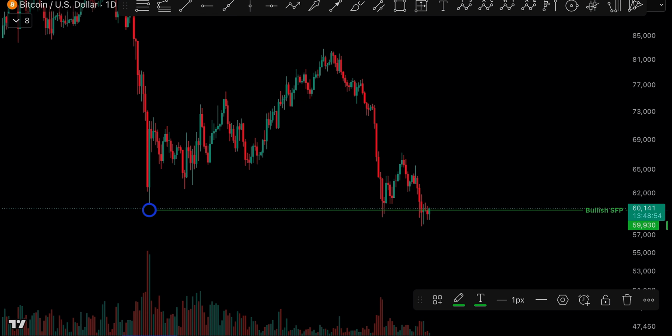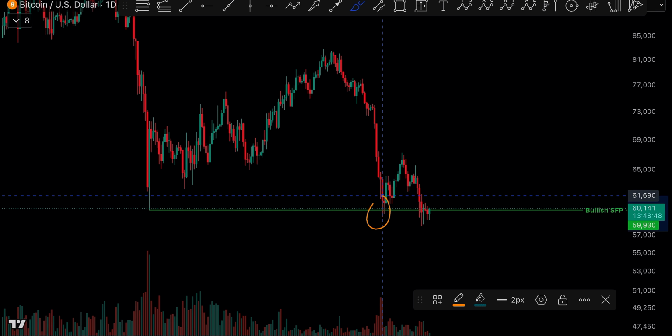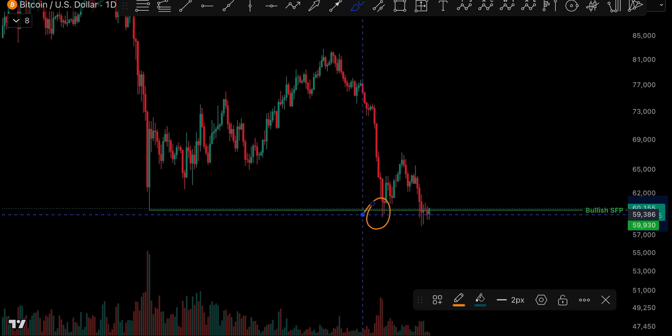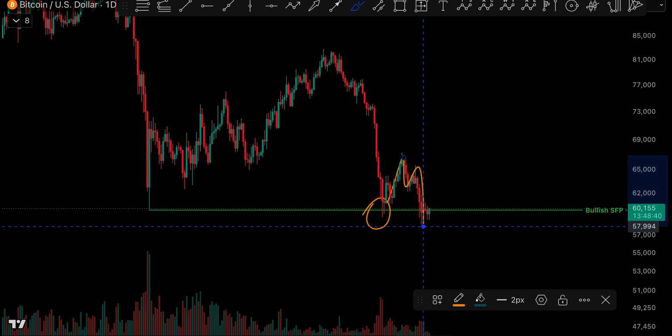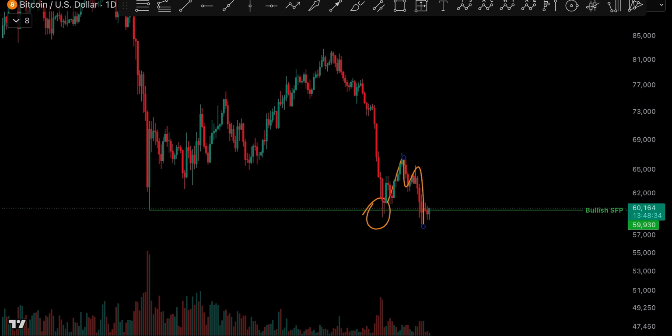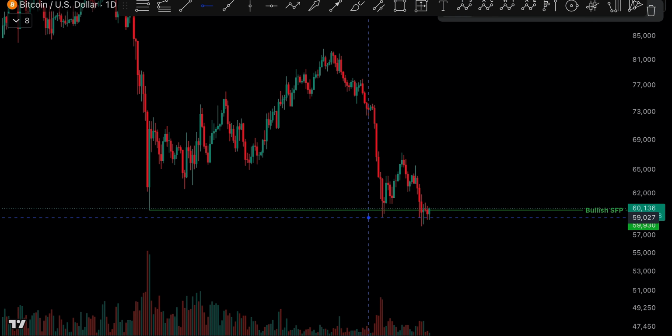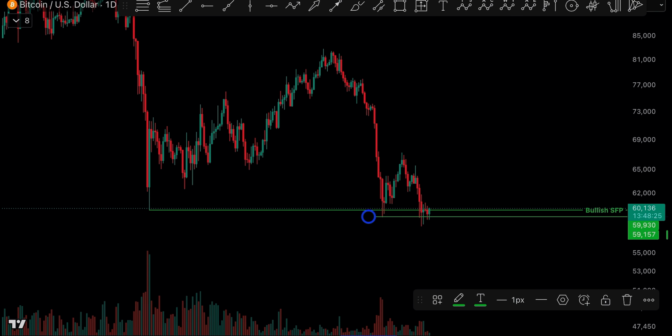So this low which we created on Feb 6th, that is 59.9k, was broken here, creating a bullish SFP. We moved slightly towards the upside, but eventually we moved towards the downside as this ABC correction. And now, if we check the bottom here, after this bullish SFP we had another bottom here as a second bottom, around $59,157. But right now we are above that previous low, which is 59.9k.